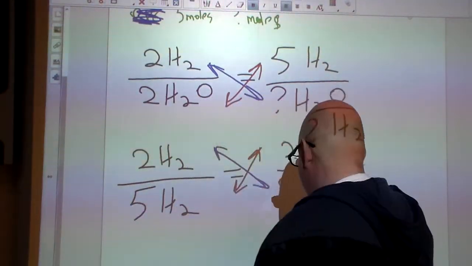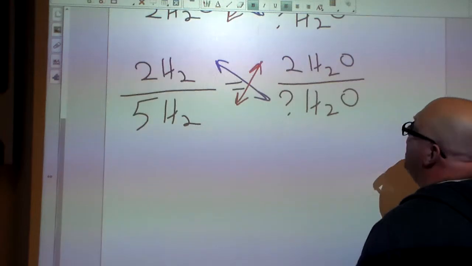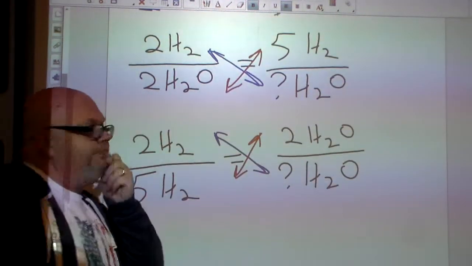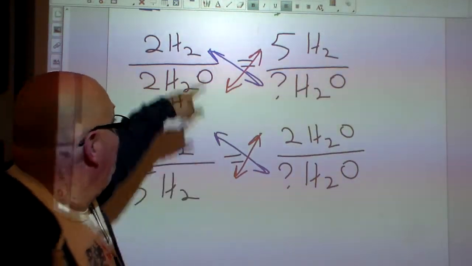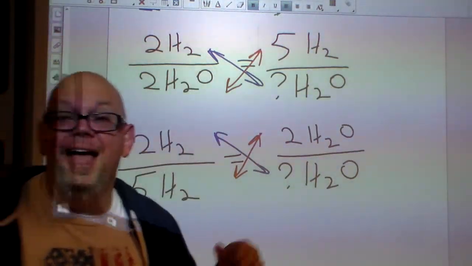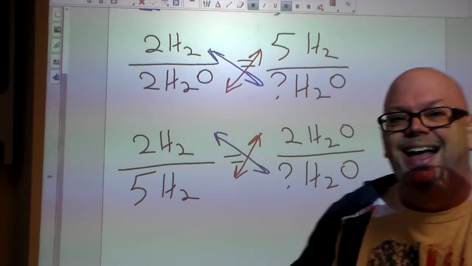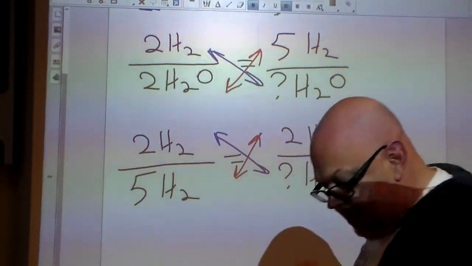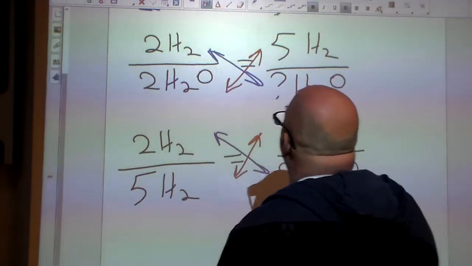Exactly. Like that. So if you take a look at the cross multiply divide, you're going to find it doesn't matter which way it's set up. It's going to come out the same. That's the beauty of it. So let's go with it.